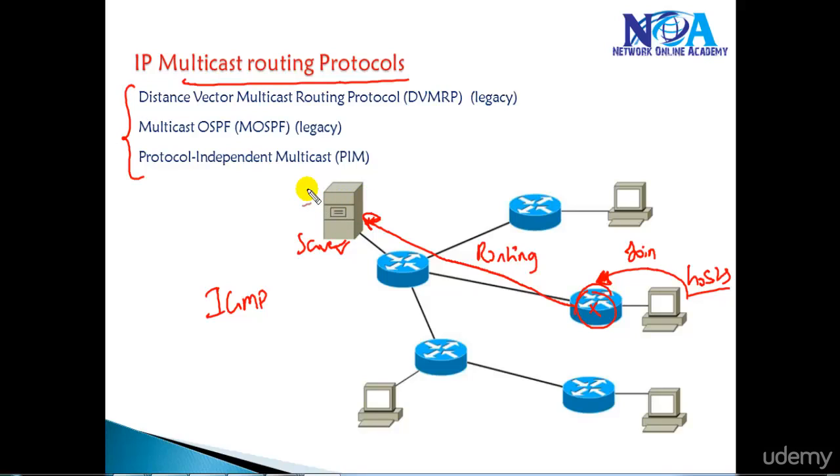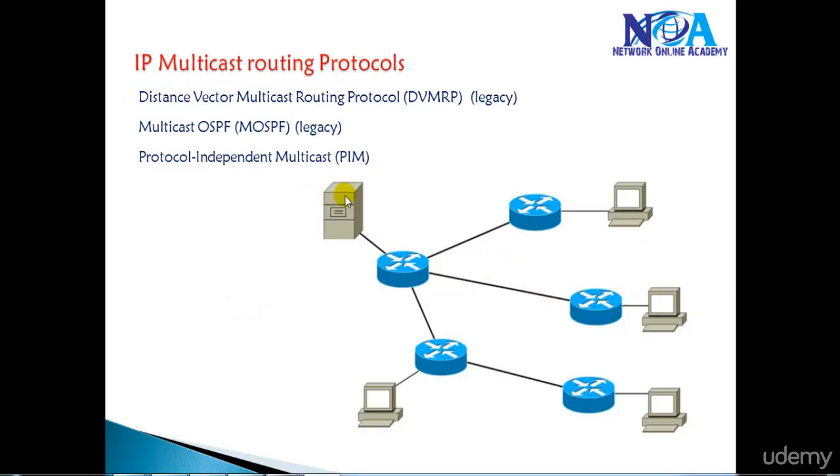These two protocols are legacy and are no longer used, and in today's networks we generally use PIM, protocol independent multicast. This PIM protocol is responsible for multicast routing, and it is used by the router to figure out how to reach a multicast server, or how the multicast traffic should come from the particular server on the WAN.